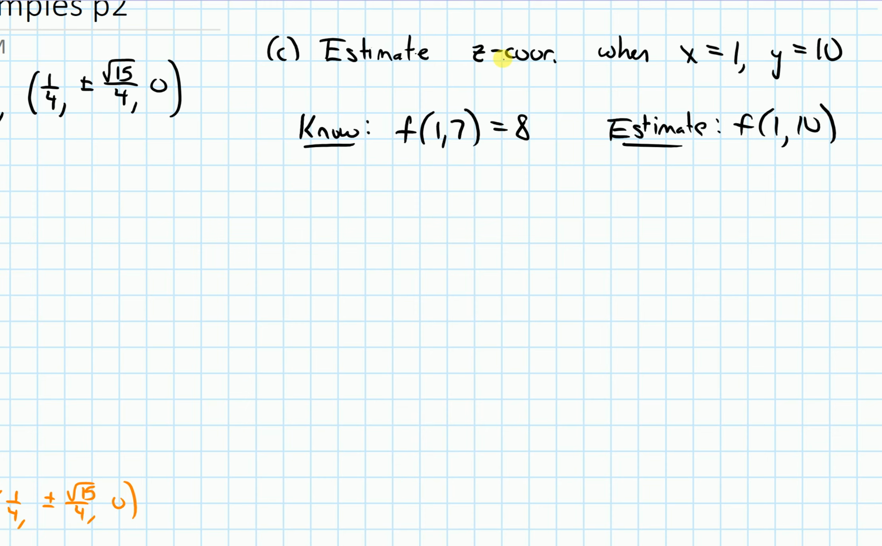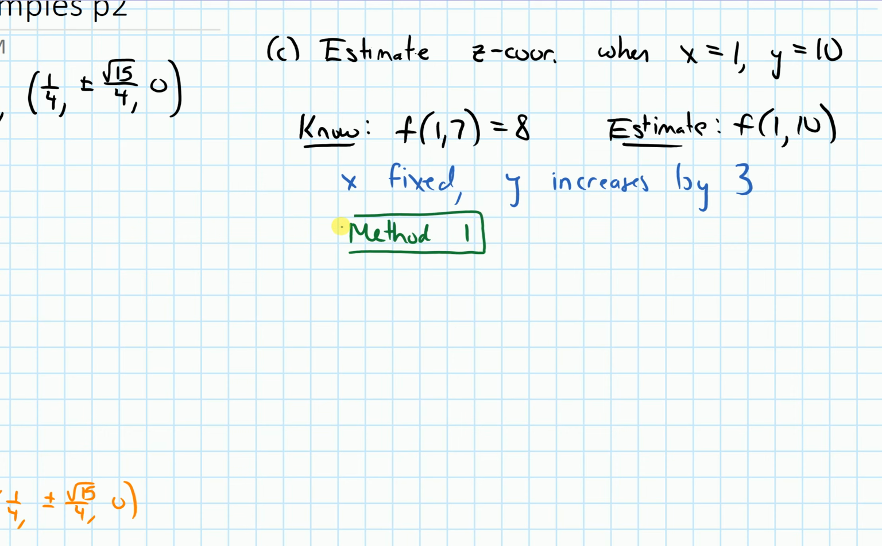So if I change my input from 1, 7 to 1, 10, we are keeping x fixed. It's staying 1. But y is changing. Y is increasing. Let me just say y increases by 3. Okay, so there's 2 ways that I'll talk about to figure out this estimated change now in the z-coordinate. So for my first method, let's focus on, because x is fixed, I know it's going to involve the y partial.